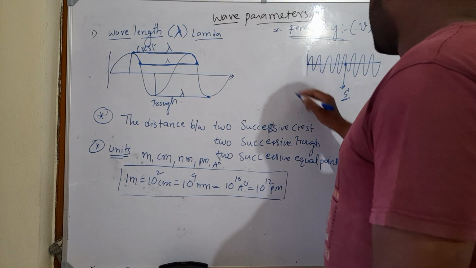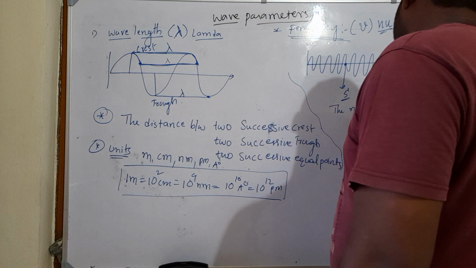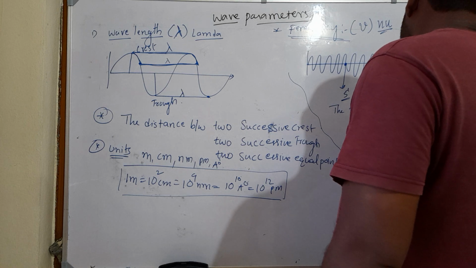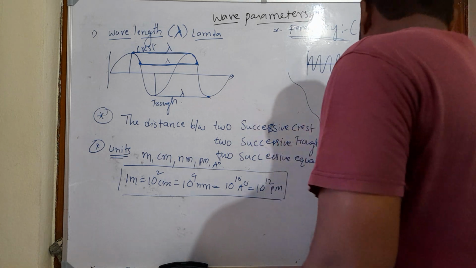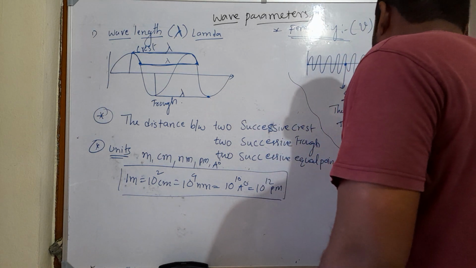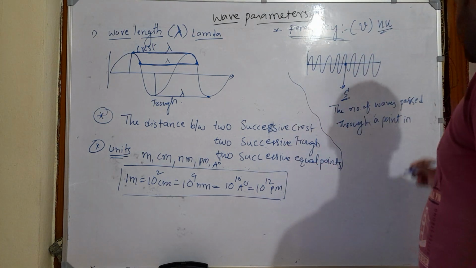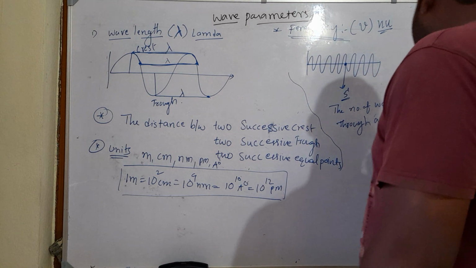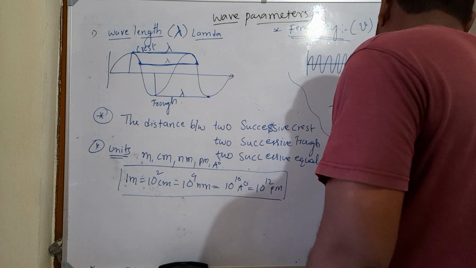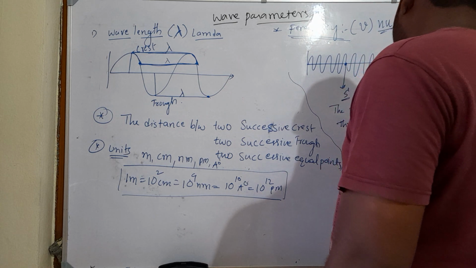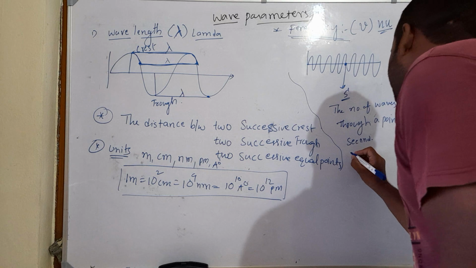How can we define frequency? The number of waves passing through a point in 1 second, or in unit time, that is called frequency. What are the units for frequency?